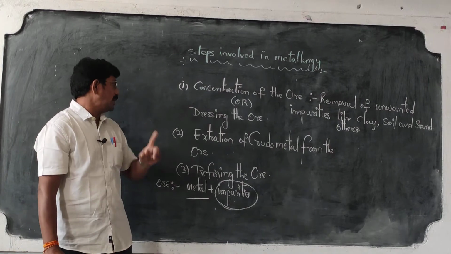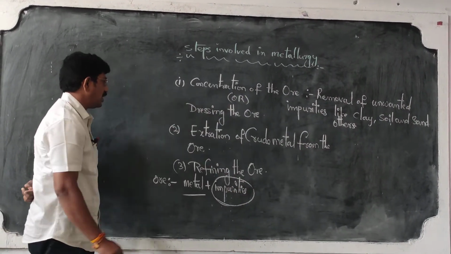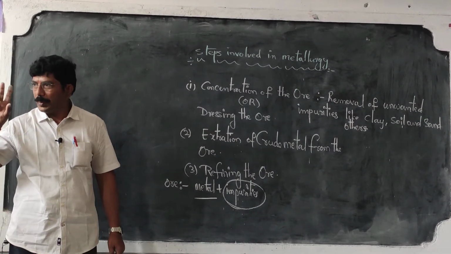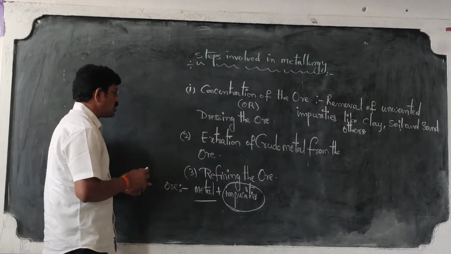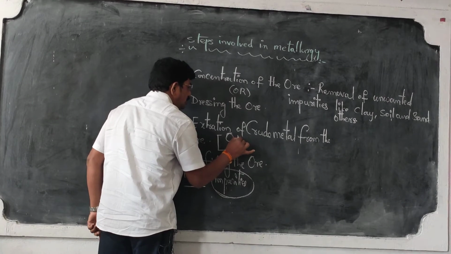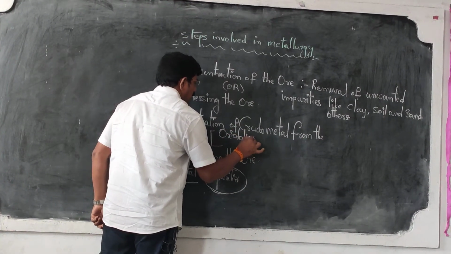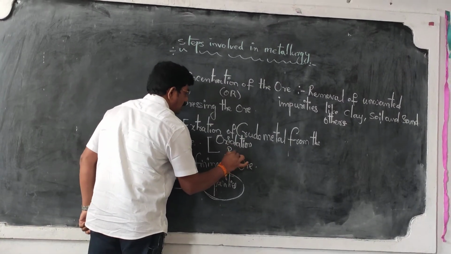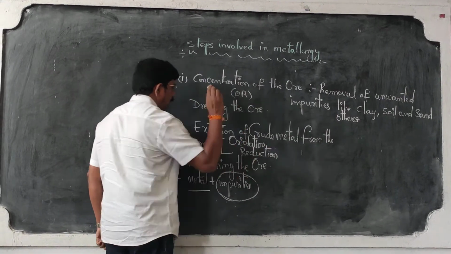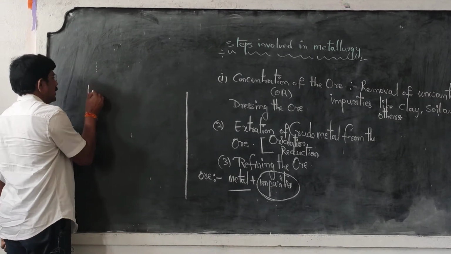Okay, next come to the second point. Extraction of the crude metal from the ore. It involves two methods, two processes, two steps. What are the two steps? One is the oxidation. The second one is the reduction. Try to understand, here I will define in detail.